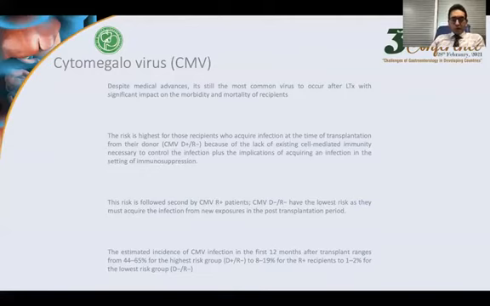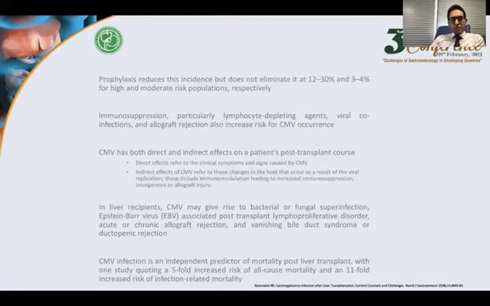The risk is followed second by CMV recipient positive patients. Then CMV donor negative and recipient negative have the lowest risk, as they must acquire the infection from new exposure in the post-transplant period. The estimated incidence of CMV infection in the first 12 months after transplant ranges from 44 to 65% for the highest group, and then it goes down. Prophylaxis reduces the incidence but does not eliminate it. Immunosuppression, particularly lymphocyte depleting agents, viral co-infection, and allograft rejection also increase the risk of CMV occurrence.